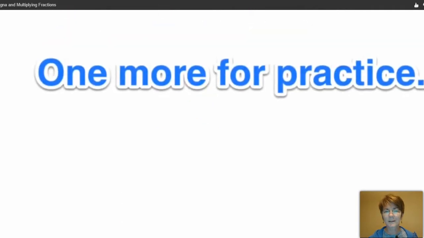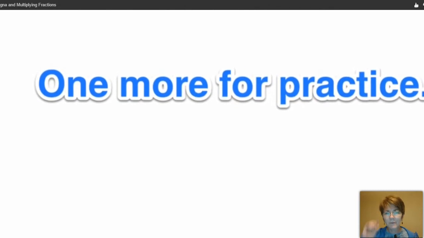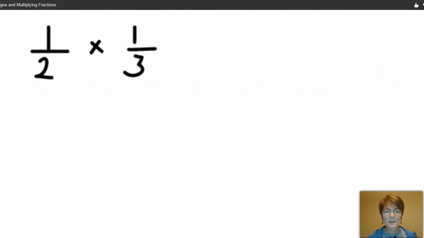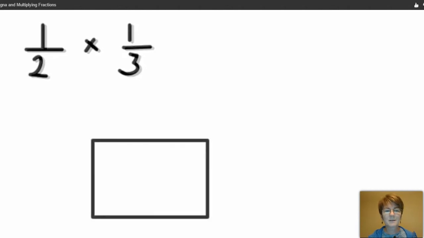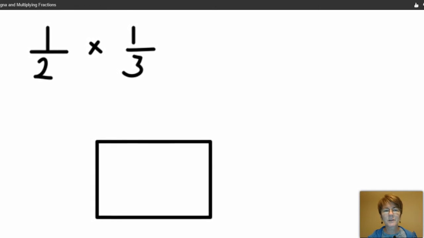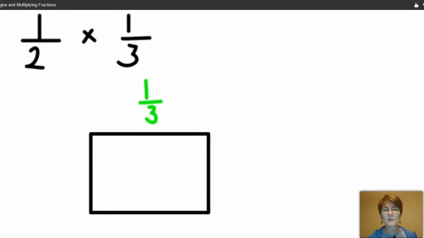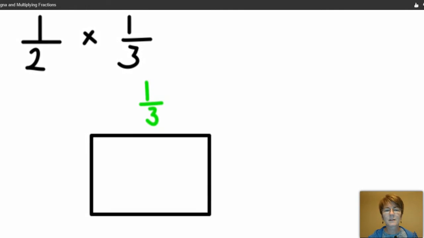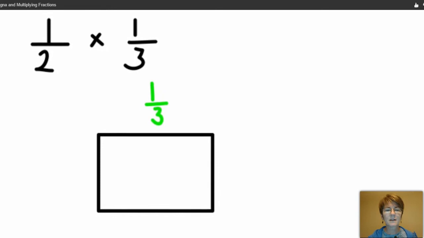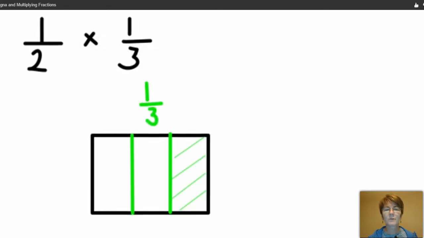Let's do one more for practice. This time, write it down. Let's do 1/2 times 1/3. Of course, I want you to make another generic rectangle. Any size is fine as long as it fits. And then take the first fraction, 1/3, that's what we're starting with. 1/3, 3 is the denominator, so divide that rectangle into 3 pieces and then shade in one of them, because 1 out of 3 is 1/3.